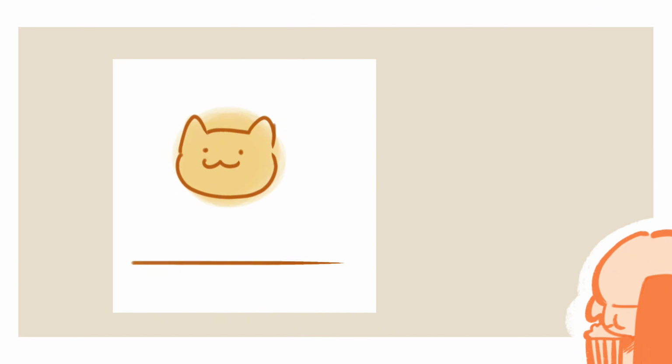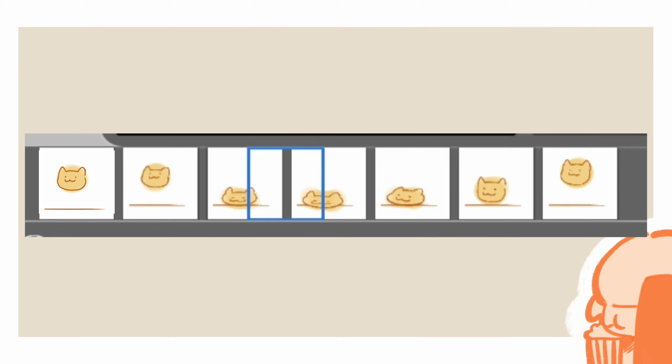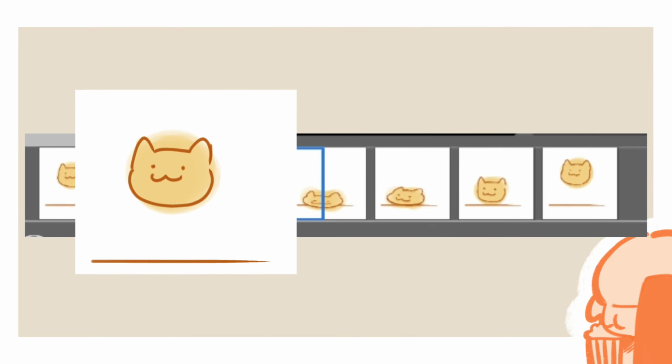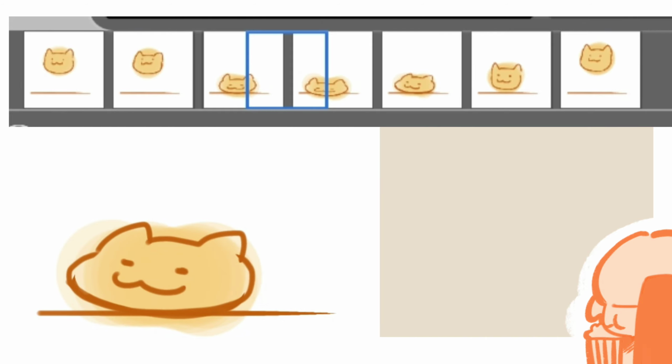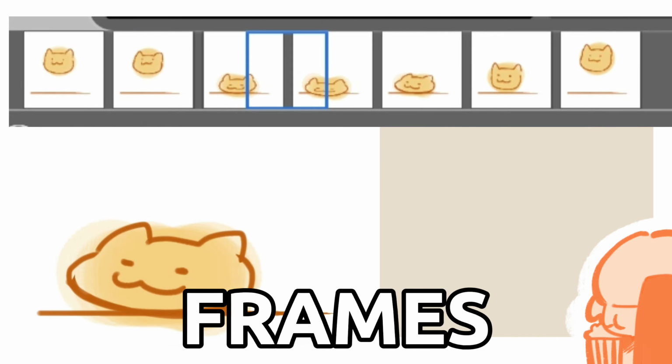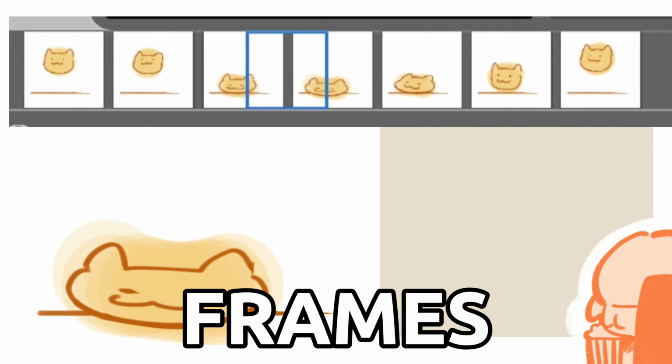Let's see. If I drew a picture of a ball, it doesn't move, and it never will, unless I draw more pictures of a ball going up and down. So those pictures you see moving here are called frames. When they move quickly, it's like a super fast slideshow.